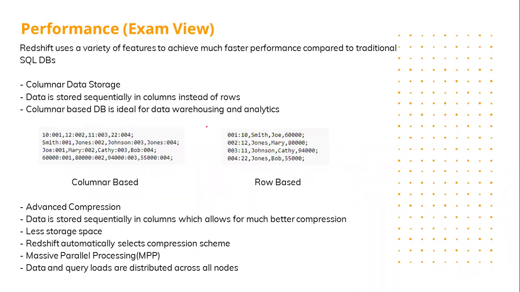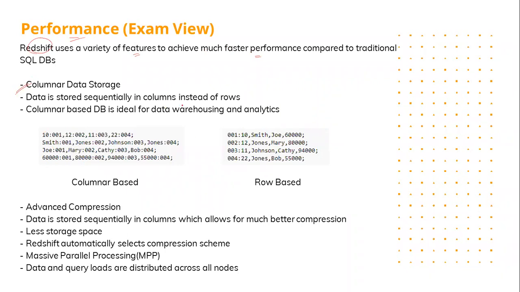Okay, so when we talk about data warehousing, it might be having a huge data, right? So if you have a huge data, the performance may be impacted. And this Redshift uses a variety of features to achieve a much faster performance compared to traditional SQL databases. So to achieve the performance, we'll see what features they are using. First comes the columnar data storage.